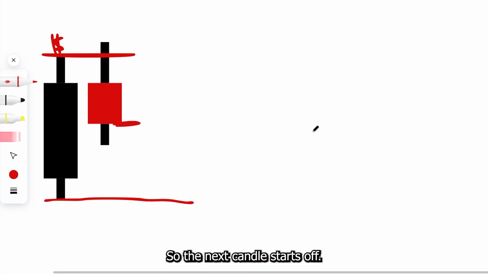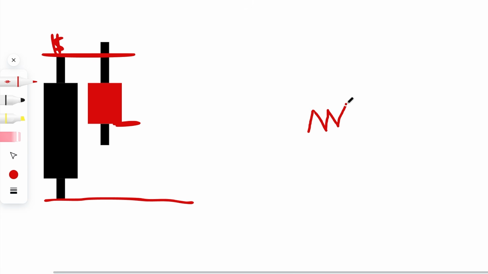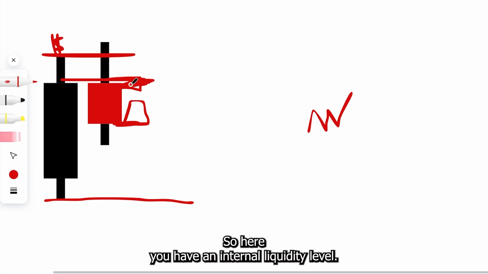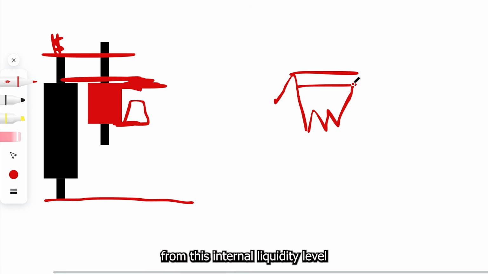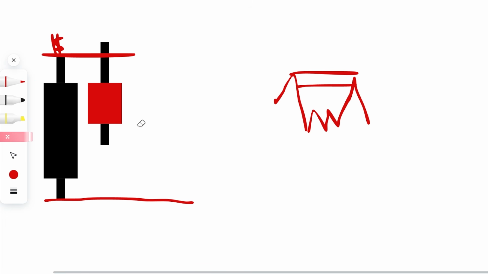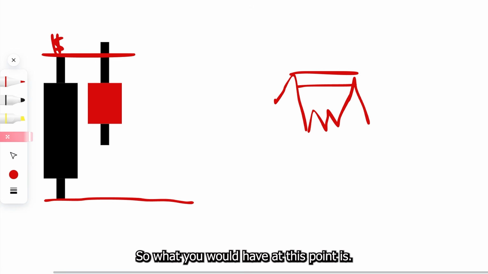So the next candle starts off bullish. So now this candle is bullish. And what happens next? Price targets a previous level. So if you look right here, you would find an internal liquidity level. So here you'll have an internal liquidity level somewhere like this. Price will reject from this internal liquidity level and drop down.